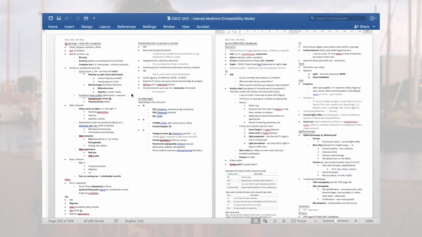I've actually put the investigations on this page directly after history because it just fit more nicely because my eye exam happened to take up a whole page. So I've got the examination over here on the next page, the investigations back on the page before, and I haven't got any management section in this abnormal vision section because all the management is actually quite specific, so that will just go in my next section.